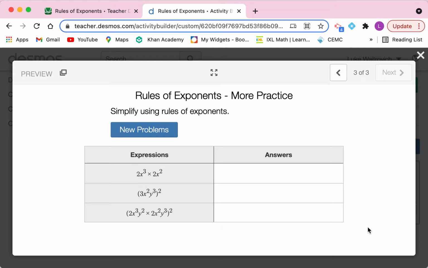Hey there, I want to make a quick video explaining how to do some rules of exponent type stuff. So what I have here are three expressions that go from easy, medium, and hard. Now what we're going to do here is take a look at the numbers that we're given.